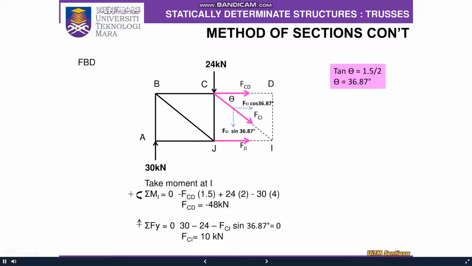To start, you have to take moment at the intersection, for example at point I. So, taking moment at I, we get FCD equal to negative 48 kilonewton. Then you can do total Fy, or you can take a moment at point C to solve all the unknowns.